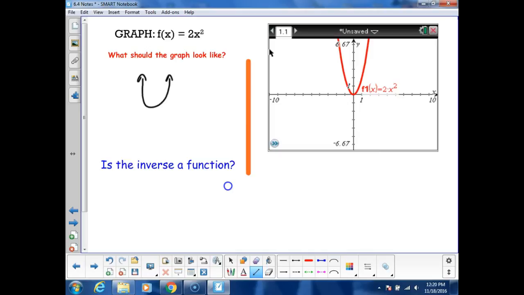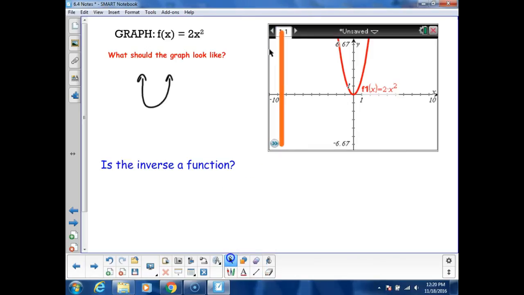Okay? So there's our vertical line. Slide it across our suspected function. Function, not a function. It is a function. Okay? Now, take my vertical line, spin it.